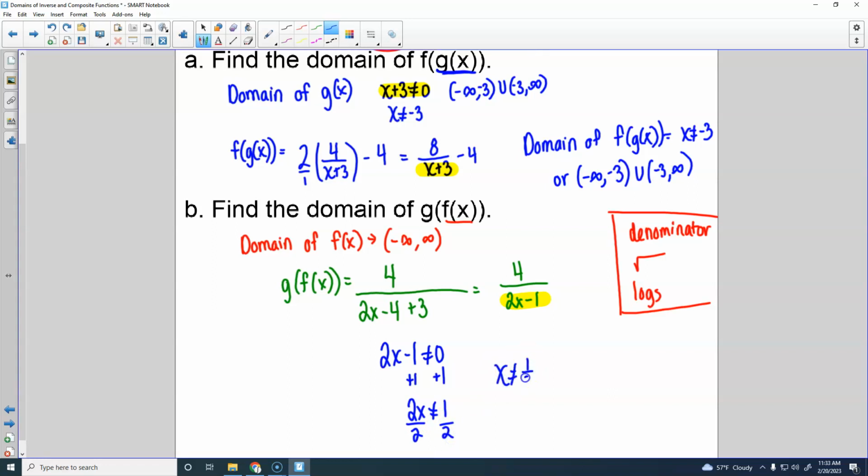So if I just solve that like it's an equal sign, 2x cannot equal 1, divide by 2, x cannot equal 1/2. So our domain of g of f of x would be x cannot equal 1/2, or if we want to use interval notation, negative infinity to 1/2, 1/2 to infinity.